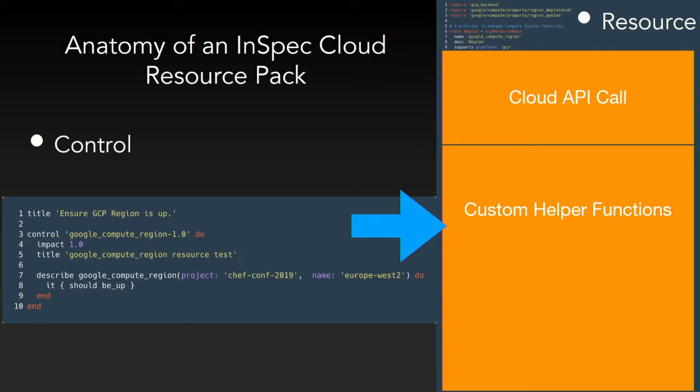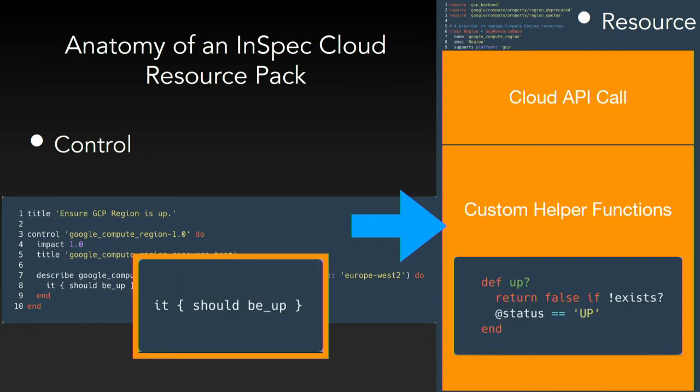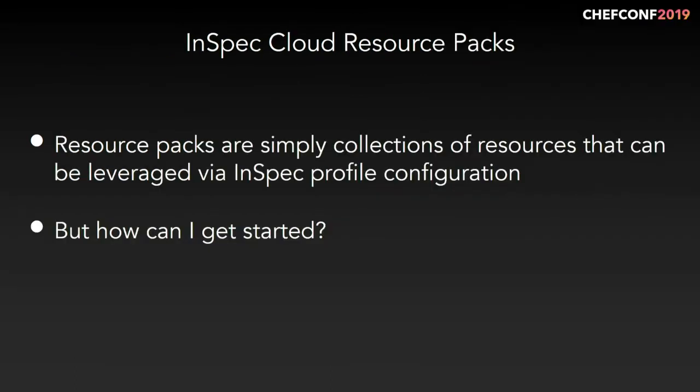If we zoom in on that method we were just talking about, it should be up actually maps to a resource method up, and it's the InSpec DSL that does that linkage for us. So that's one resource. But what about resource packs in general? You take a collection of lots of resources like that, and it's called a resource pack. But how do you get started with that?